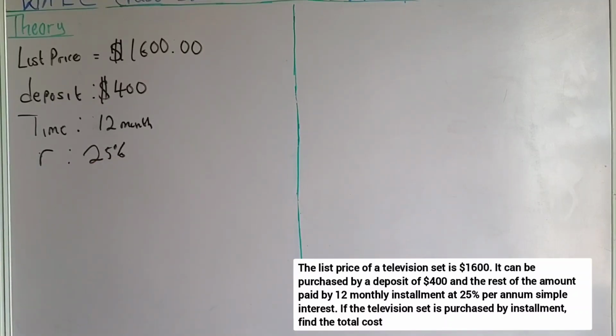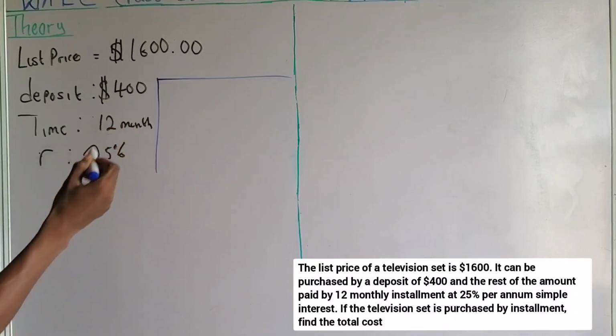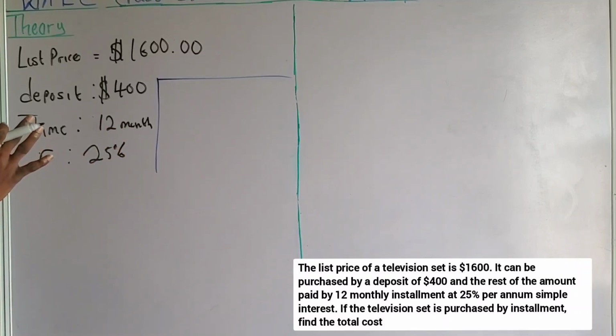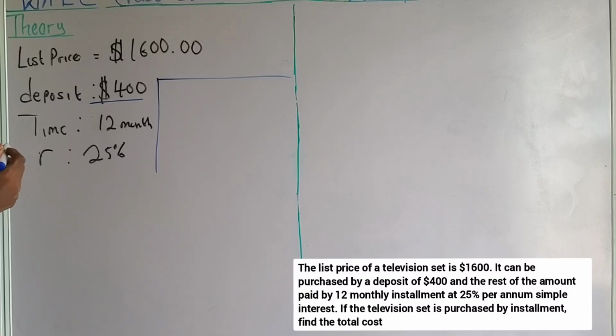25% per annum simple interest. If the television set is purchased by installment, find the total cost. Now, listen. We want to look at the total cost of the television. Now, if you want to purchase the television, you have to first pay $400. So, how much are you going to pay after the $400?